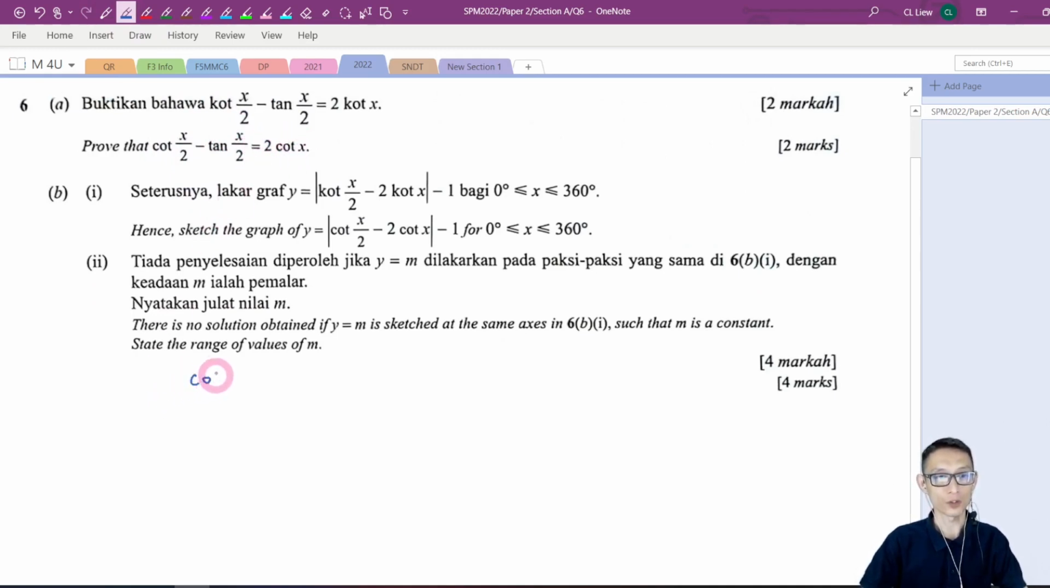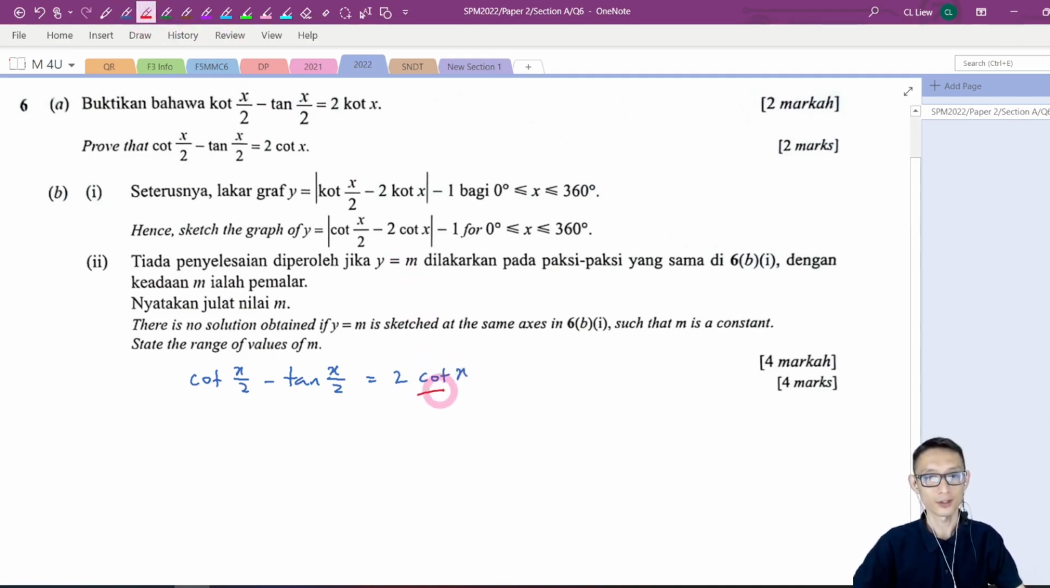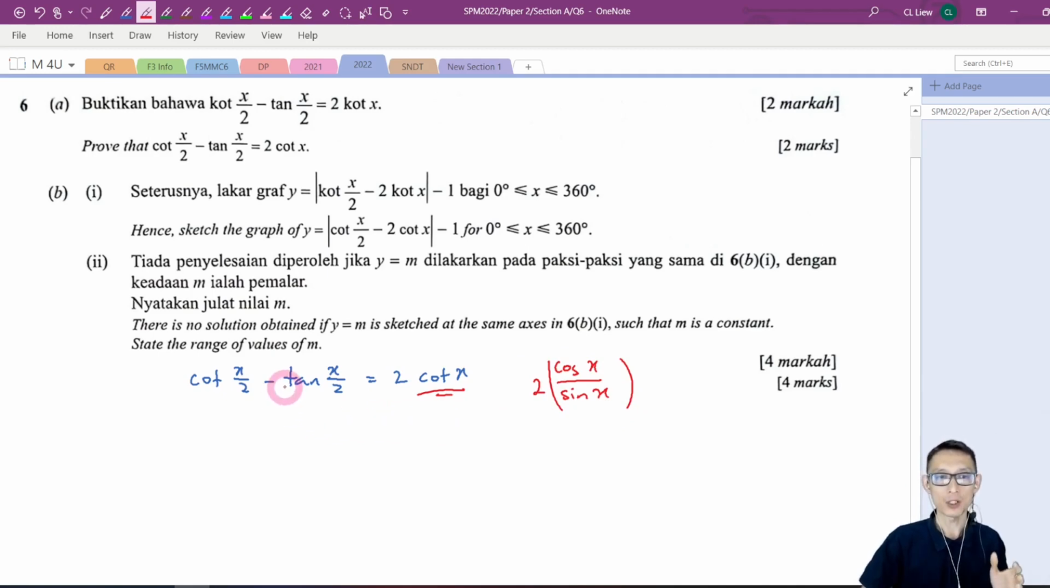Let me copy down first. Cotangent x over 2 minus tangent x over 2 is equal to 2 cotangent x. So this one is actually equal to cosine x over sine x, right? Okay, if you add a 2 in front of it, it will become like this. So later on, I know that I want to make this thing become this, and then I change it to 2 cotangent x.